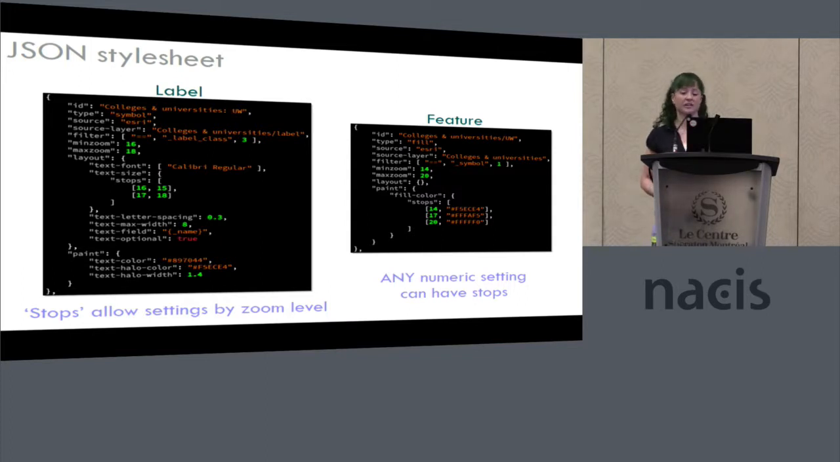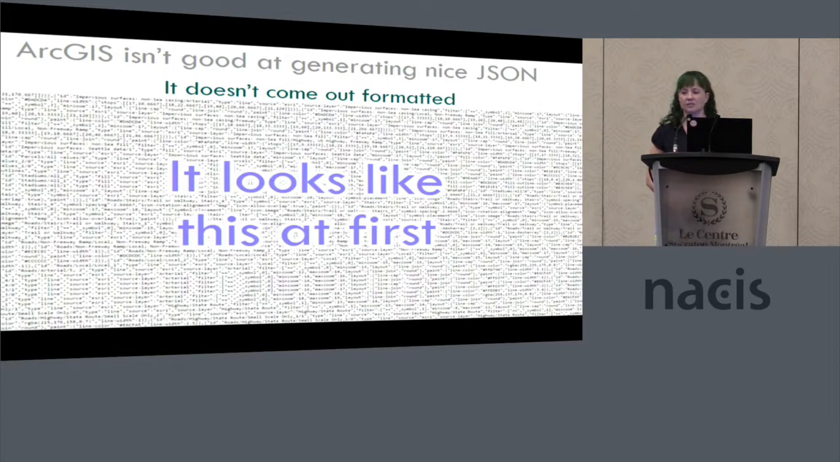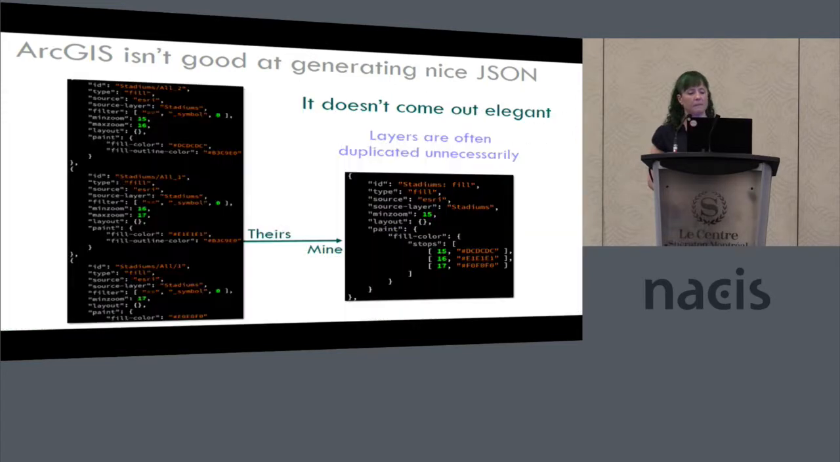You can also do it with things like transparency, spacing, rotation, offset, anything like that. There are some issues you'll encounter. When it first comes out, it looks like this. Luckily, most code editors have sort of a hotkey that will format it properly.